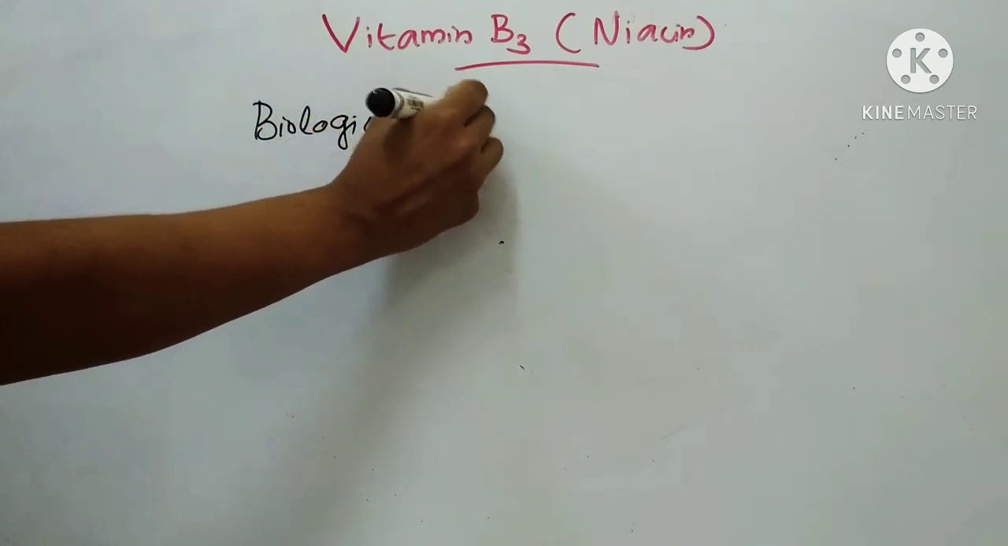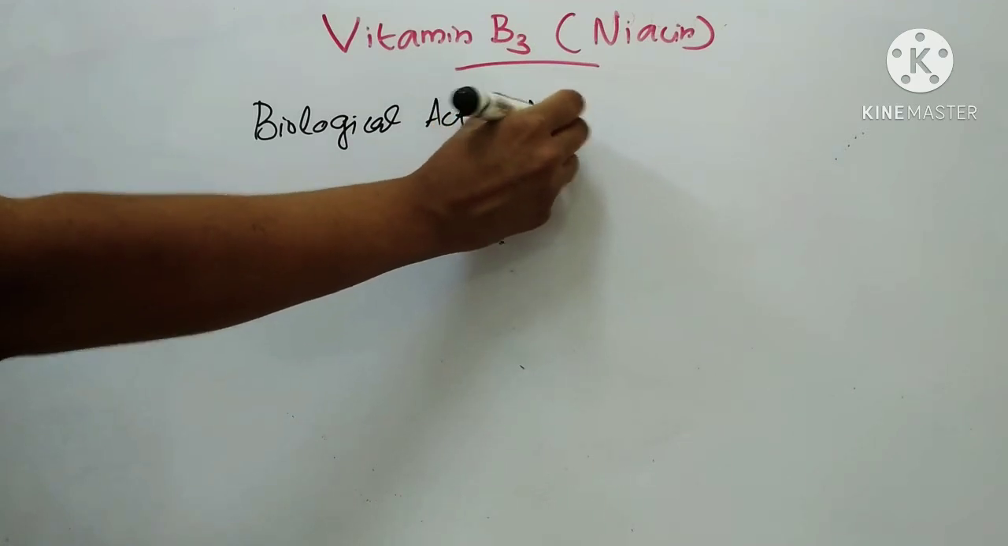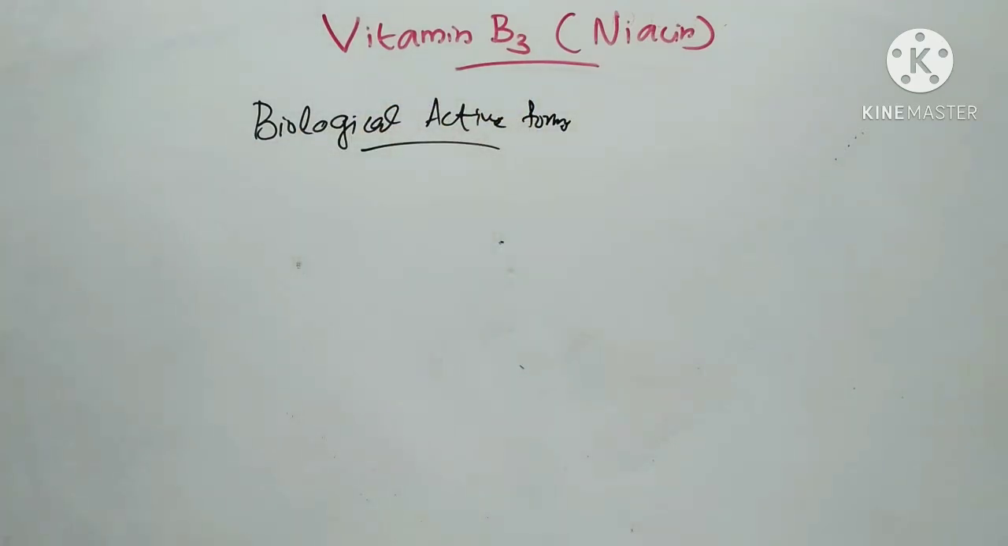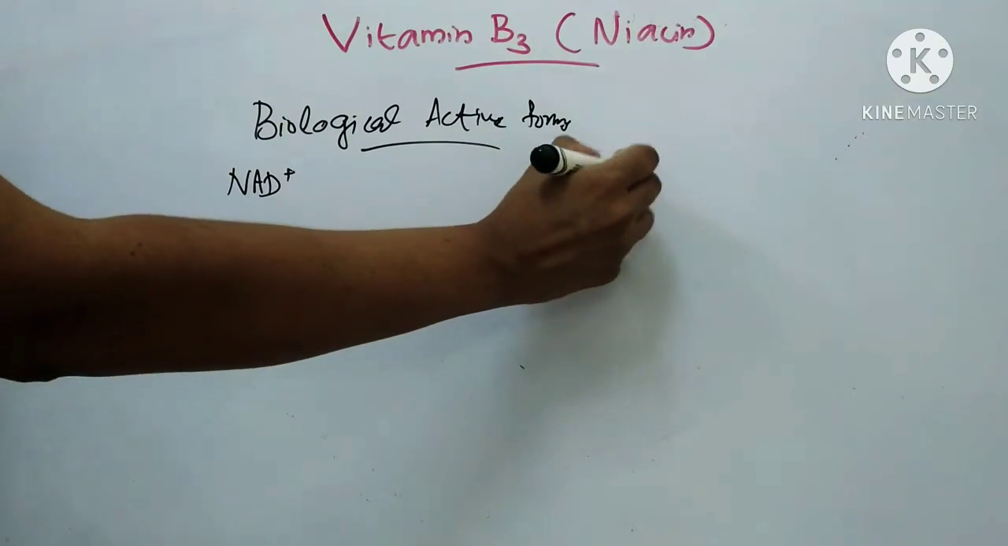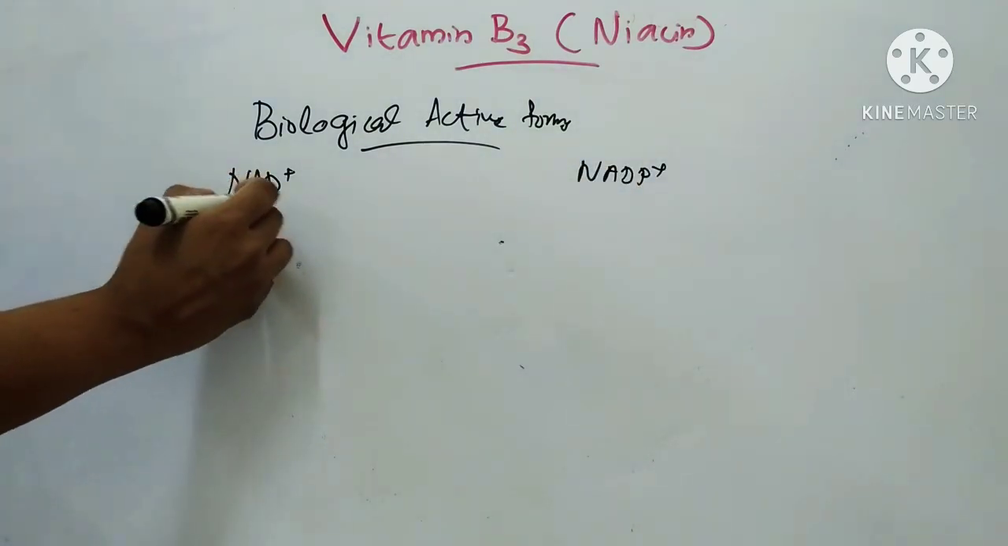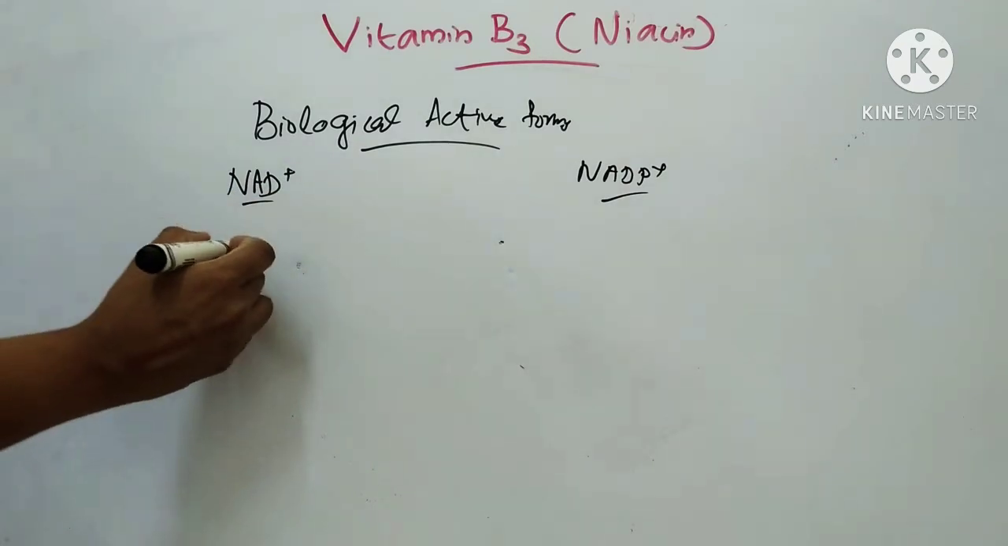Biologically active forms. In tissues, nicotinamide is present largely as a dinucleotide, that is pyridine N linked to a D-ribose residue. Two such nucleotide forms are there, NAD plus and NADP plus. We will see NAD plus and NADP plus.